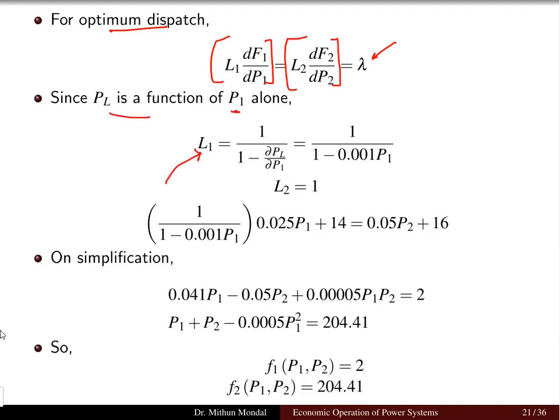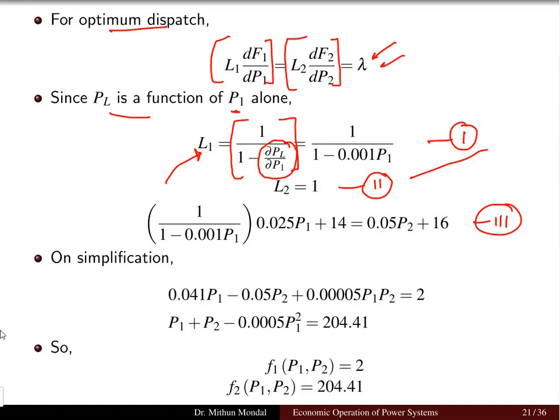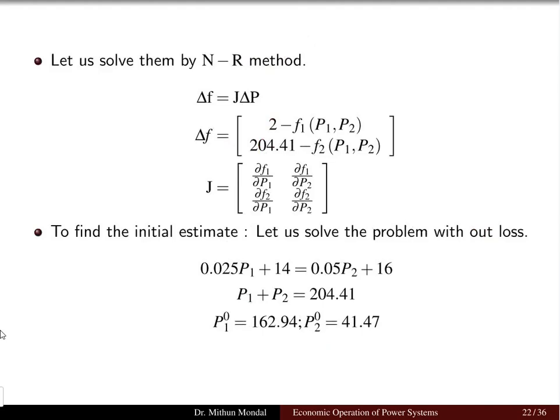So the penalty factor L1, which is given by 1 minus the partial differentiation of power loss with respect to P1, we will get this expression. The penalty factor for 2 will be 1 because there is no power loss involved with P2, and hence we can substitute these two equations in this equation, we will get this third equation, and we can simplify it to form the expression in terms of P1 and P2. Now these two expressions are two functions of the powers P1 and P2, those are the variables. So two variables in two equations.